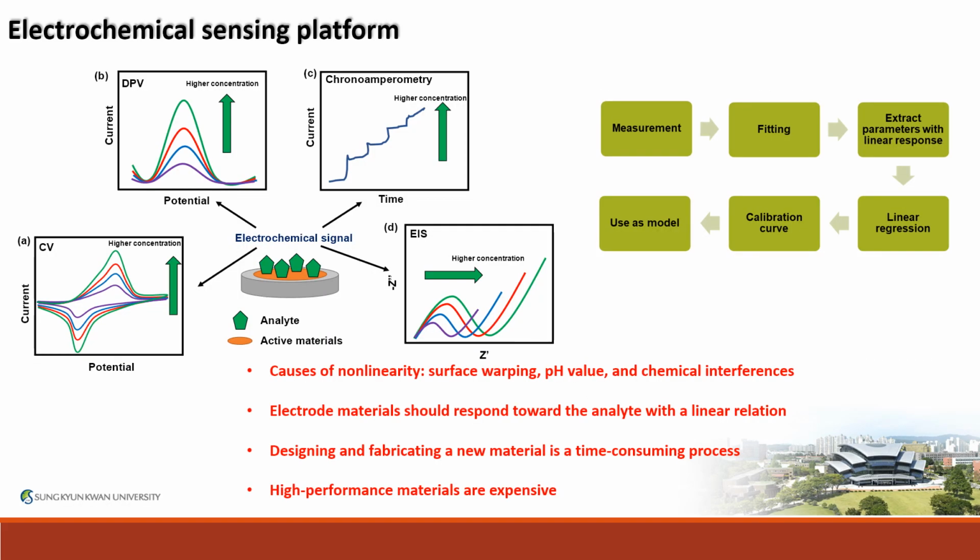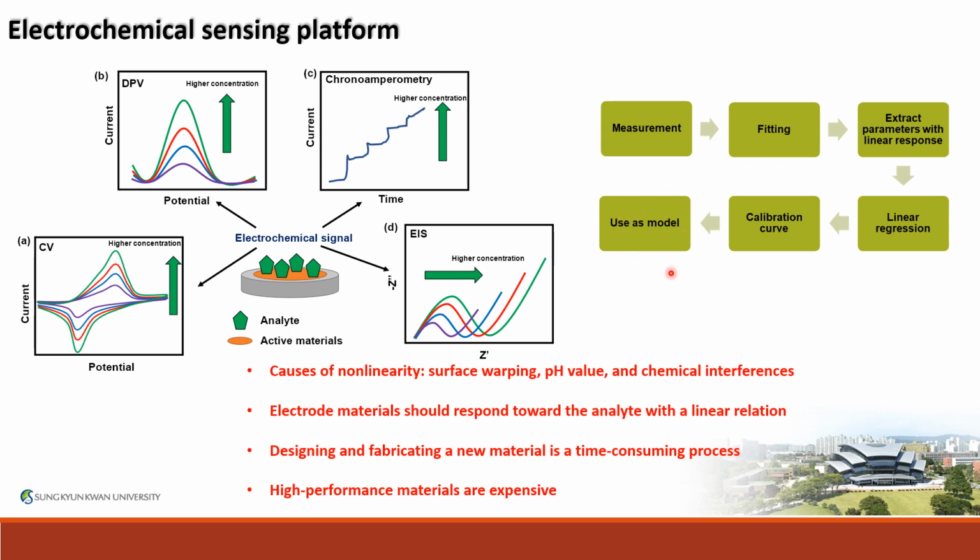In an electrochemical sensor, we can detect the concentration of the analyte using various techniques like cyclic voltammetry, differential pulse voltammetry, chronoamperometry, or electrochemical impedance spectroscopy. There are several steps we follow to get the model. First, measure the signal, fit the signal, extract the linear response parameter, do the linear regression, and make a calibration curve. Now we have the model.